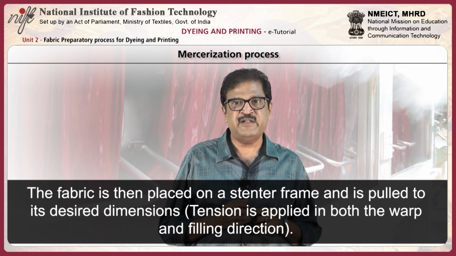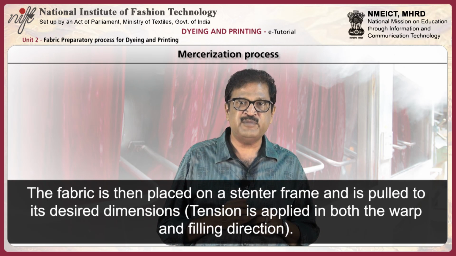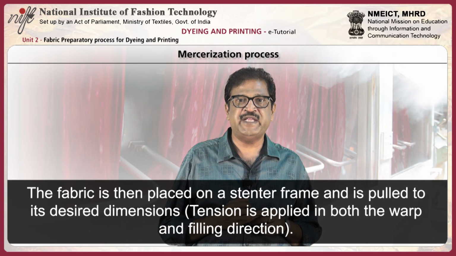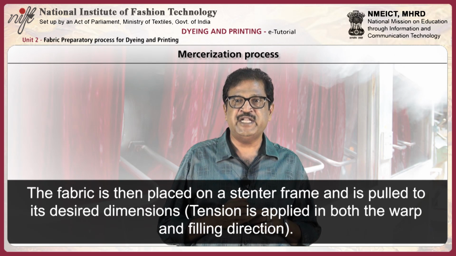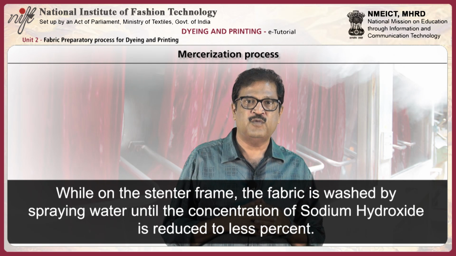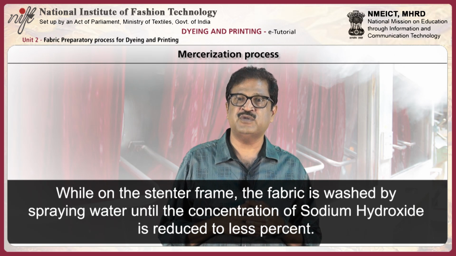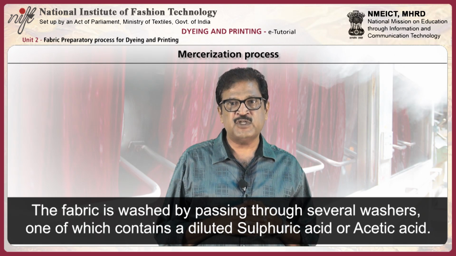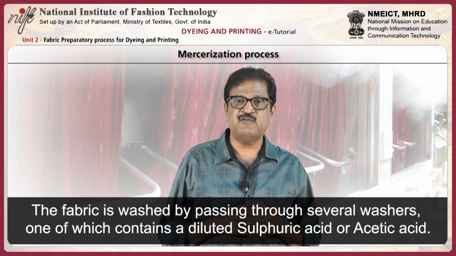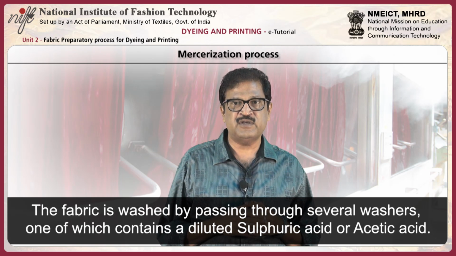The fabric is then placed on a stenter frame and it is pulled to its desired dimension. Tension is applied in both warp and weft directions. While on the stenter frame, the fabric is washed by spraying water until the concentration of sodium hydroxide is reduced to less than 1%. Then the fabric is washed by passing through several washers, one of which contains a diluted sulfuric acid or acetic acid.